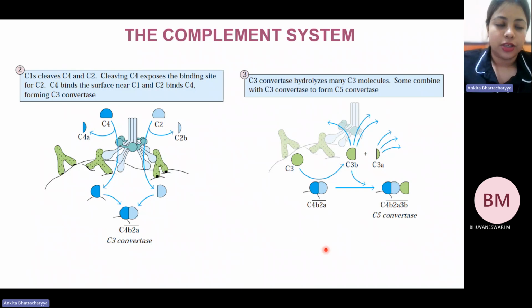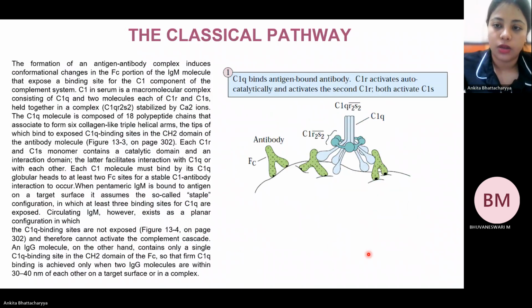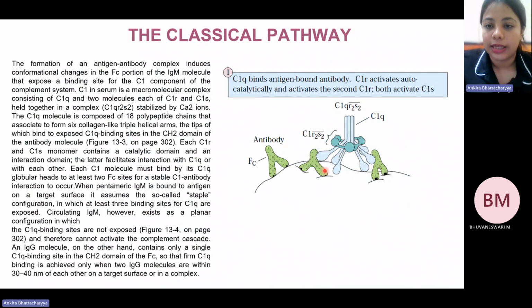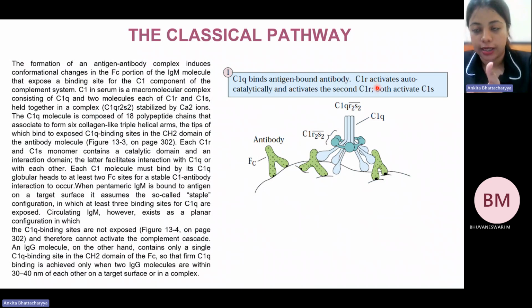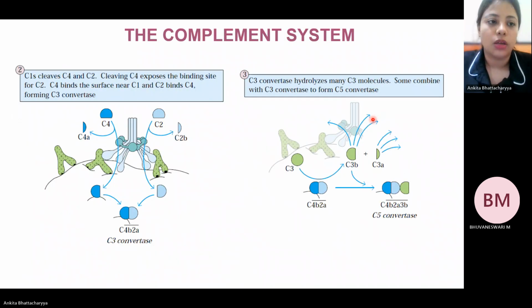After this recognition has been facilitated, the next step is where C1S is cleaving C4 and C2. Here we saw that C1R2S2 were initially present. C1R is able to act autocatalytically, activating the second C1R, and both of them activate C1S. This is where step 1 is complete. The next step involves the action of C1S.